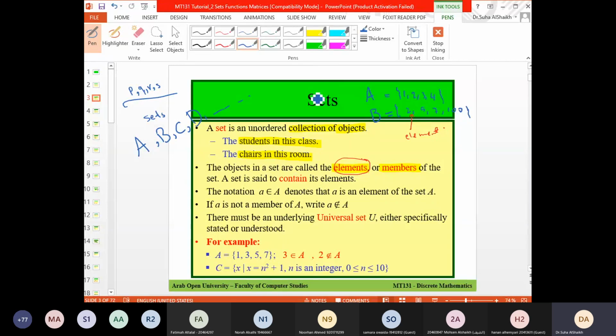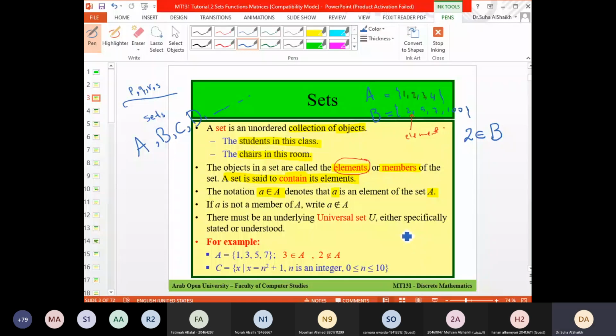Now, A is said to contain its elements. Contain means the elements are inside it. So as you can see, A has its elements 1, 2, 3, 4. B contains its elements 2, 5, 7, 100. All these are terminologies that we always use. Now, we use the symbol ∈, belongs to, to denote that the element is inside the set. For example, here I have 2 as an element inside B, so I write 2 belongs to B. This is how we write it.